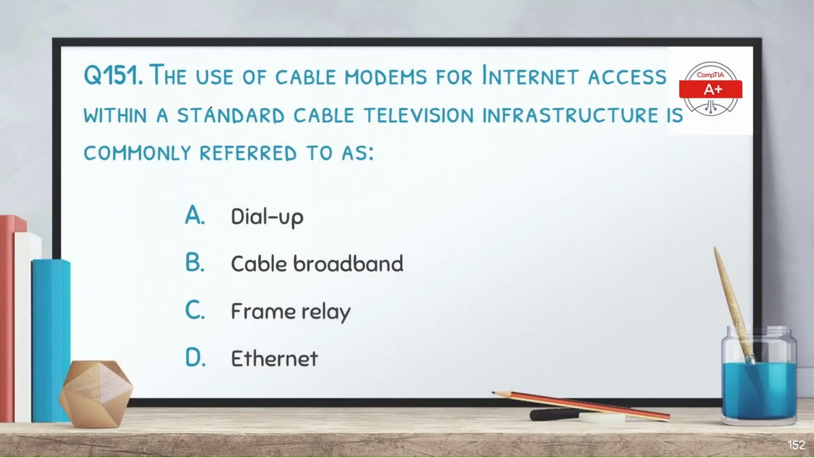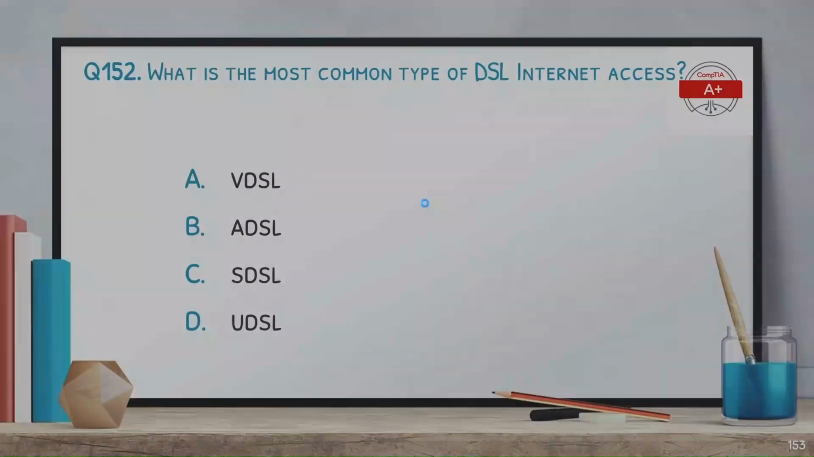Question number 151 is that the use of cable modems for internet access within a standard cable television infrastructure is commonly referred to as. Options are A. Dial-up, B. Cable broadband, C. Frame relay, and D. Ethernet. The correct option is the cable broadband.